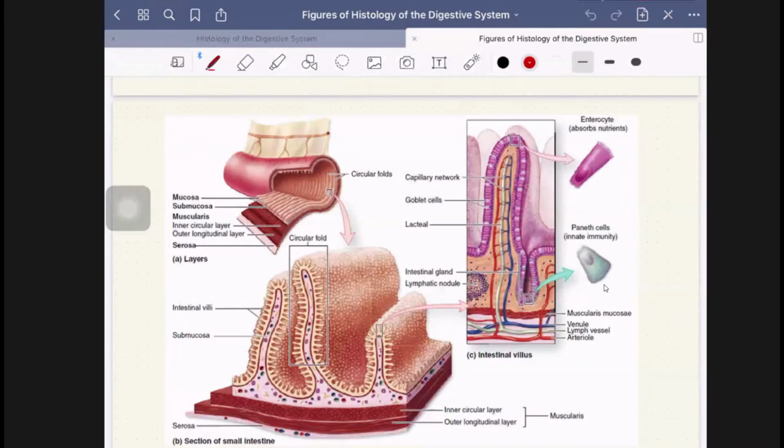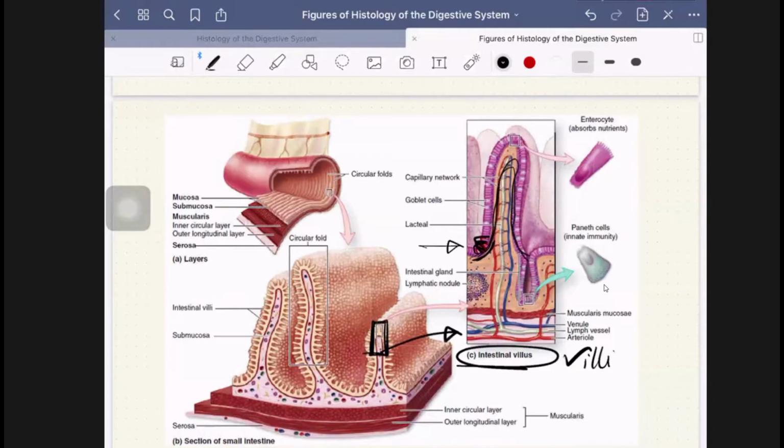If you see the figure here, so they are the epithelial cell. You see here, these are the cell, these are the lining epithelium, and these finger-like projections of epithelium with the lamina propria are called villi. So if we see this structure, they are villi.